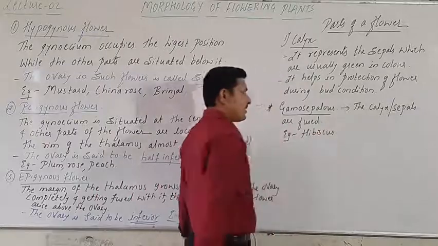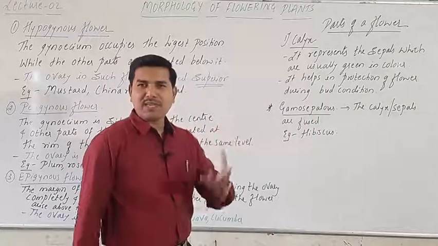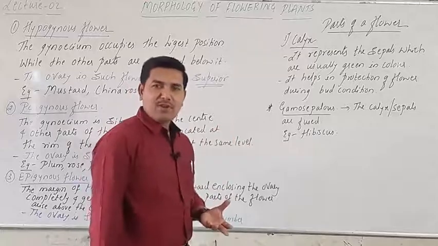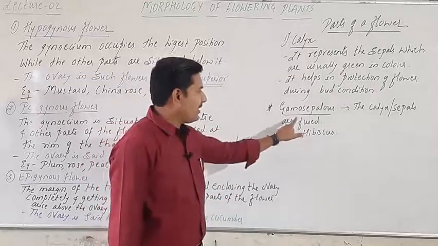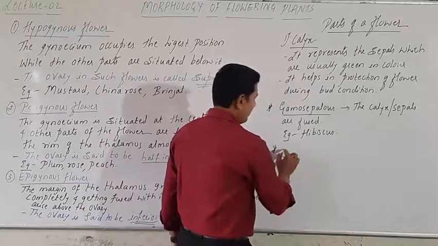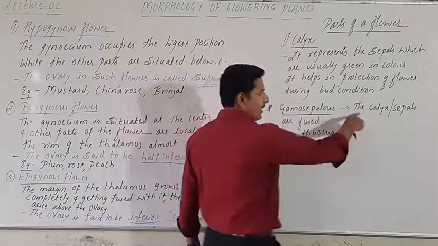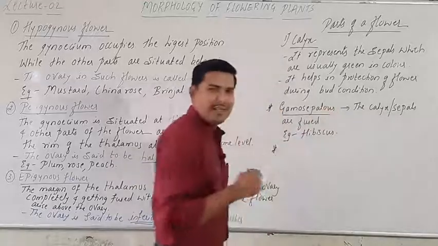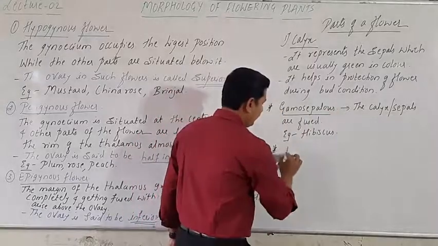Here we can take an example of hibiscus. Hibiscus flower is commonly found. You can observe it: the sepals are fused. Then similarly, let's go to the next one. If the sepals are free, then it is called polysepalous.